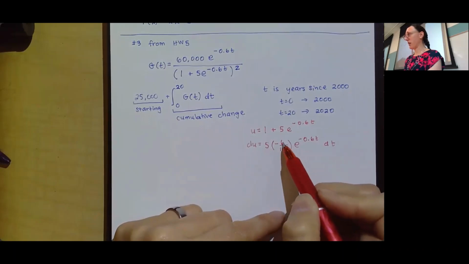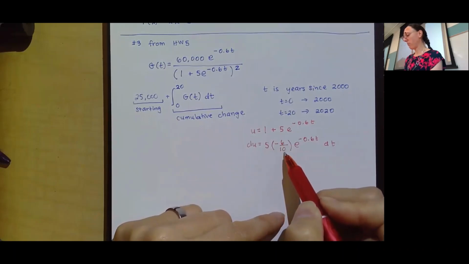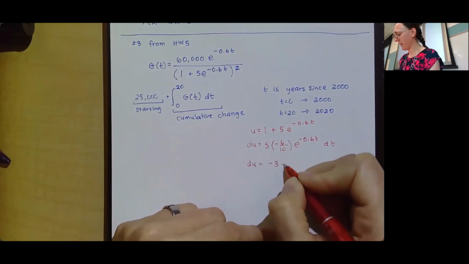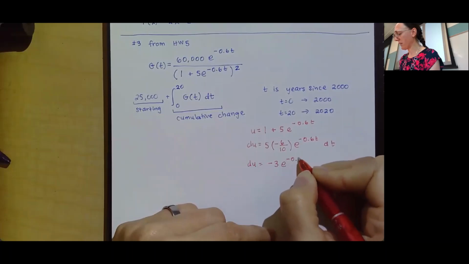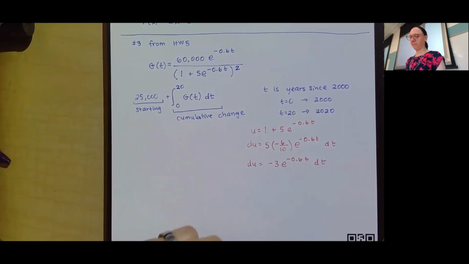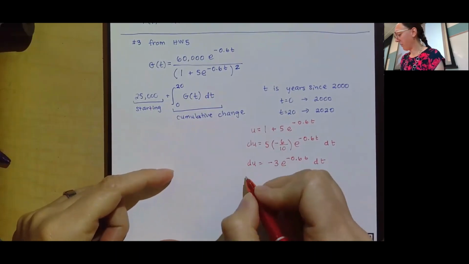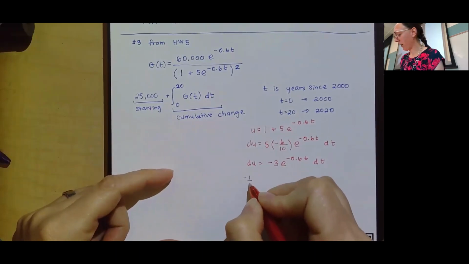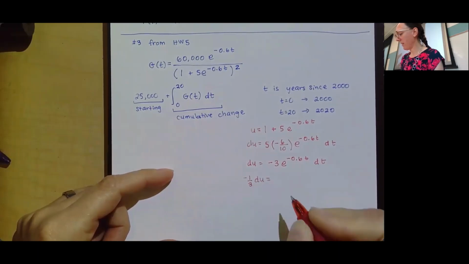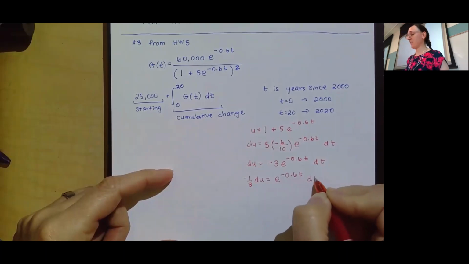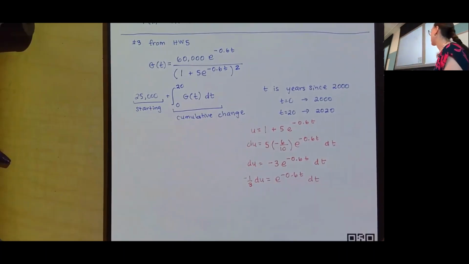5 times 6 is 30. 30 divided by 10 is 3. So that means du is equal to negative 3 e to the negative 0.6t dt. And I'm going to go ahead and say that means negative 1/3 du is equal to e to the negative 0.6t dt, so that I'm ready to translate this question.